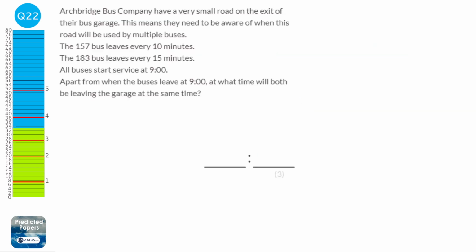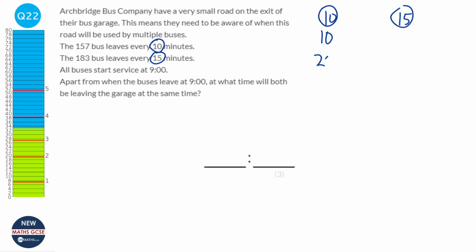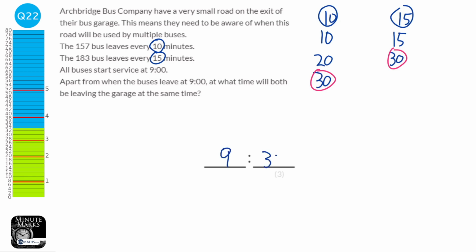To answer this question, we basically need to find the lowest common multiple of the 10 minutes here and the 15 minutes here. So we're going to start off just by doing the 10 and 15 times table. So it'd be 10, 20, 30, and 15 times table with 15 and 30. So the lowest common multiple is 30. So after half an hour, these buses will sync up. They'll both leave at the same time. And all buses start service at 9 o'clock. So it will be half an hour after 9 o'clock, which will be 9:30.